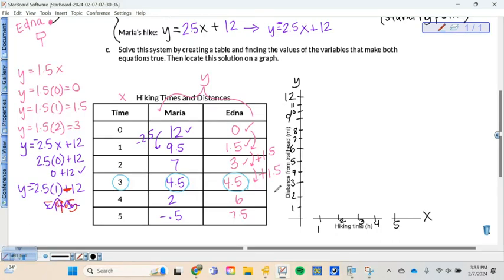All right, let's graph Maria. Where is Maria starting? 12. After 1 hour, where is she? After 2 hours, where is she? After 3 hours? After 4 hours? After 4 hours, 2. And after 5 hours, that negative 0.5. There we go. We got my line.